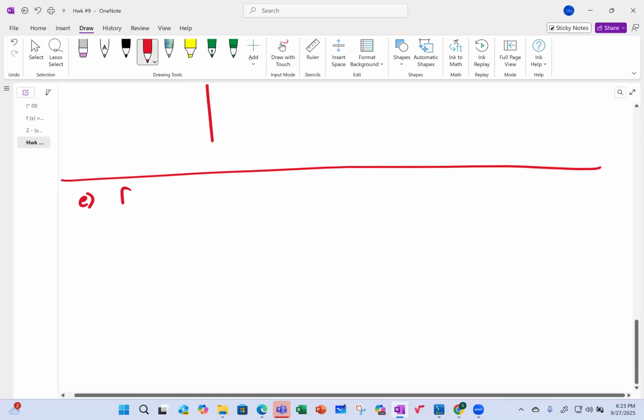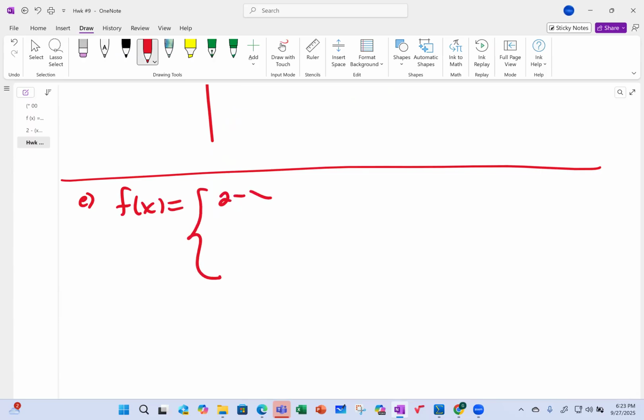Part E, a little twist on things. We've got a middle piece to worry about. But pretty simple, 2 minus x for x less than 2. This middle piece is 3 for when x equals 2. And this bottom piece is x squared minus 2 for x bigger than 2.